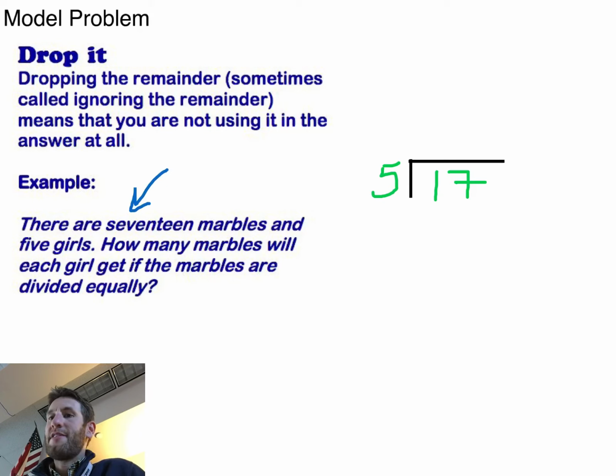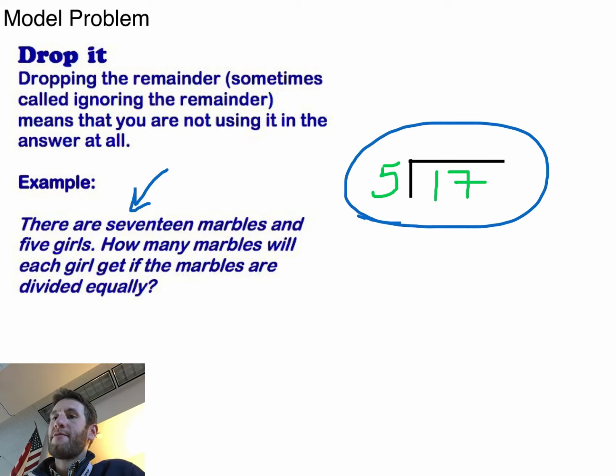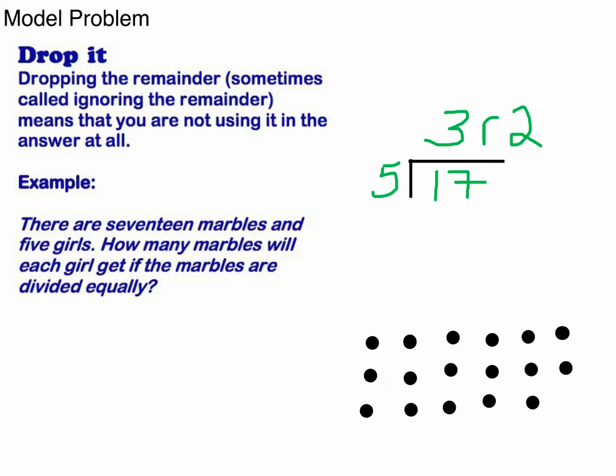You can see that I've written the division problem right over here, where you have 17 divided by 5, which means you have 17 marbles, 5 girls, and your answer will be how many marbles will each girl get. So with this problem, I've done 2 things. One, I've already solved it for you right here, okay? And what my answer shows is that I have 3 marbles going to each girl if they were divided equally, but I have 2 marbles left over.